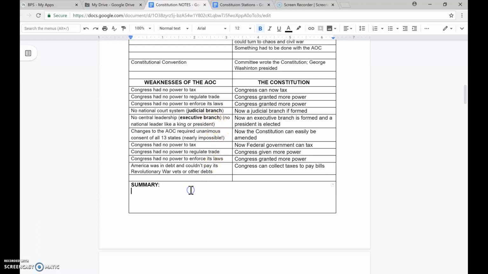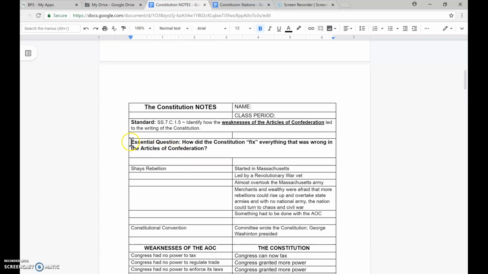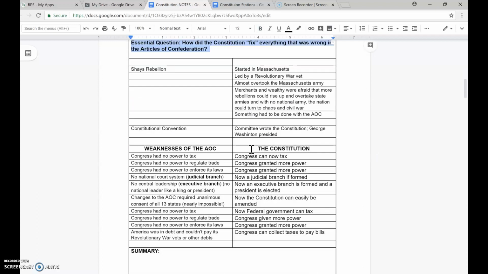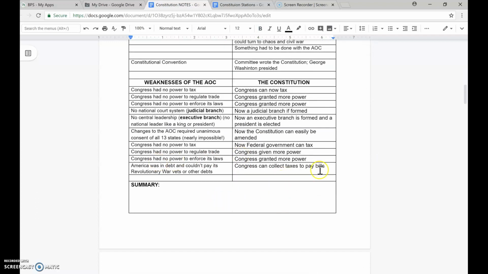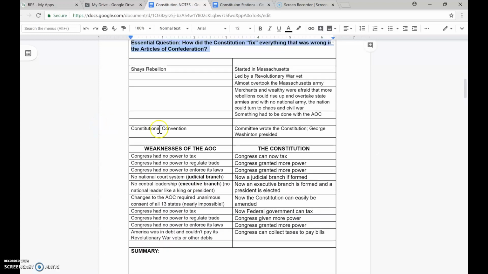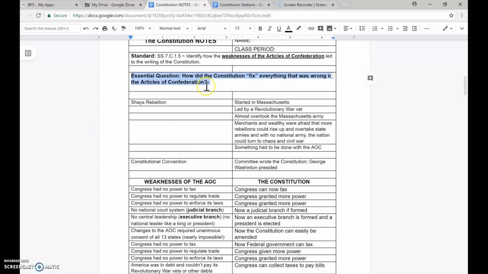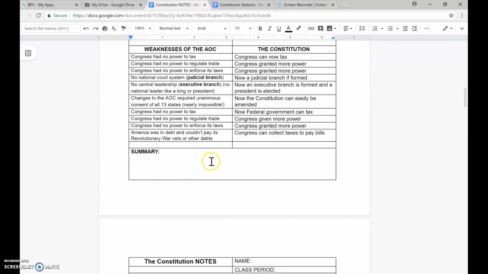So for the summary, I want you to pause the video and I want you to answer this essential question. How did the Constitution fix everything that was wrong with the Articles of Confederation? I want you to write that right here. If you don't have enough room, do your margin. You write in the margin, back of the paper, it doesn't matter. But I want you to answer this question right here in the summary. Ready? Pause. Go.